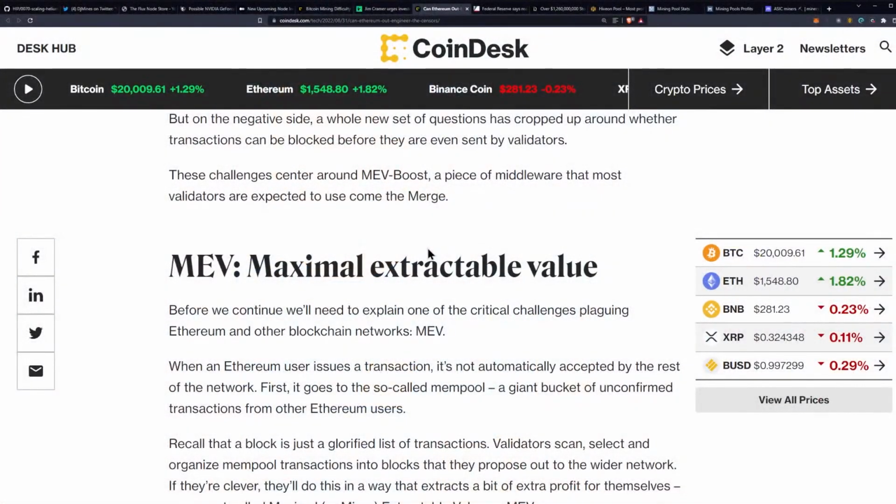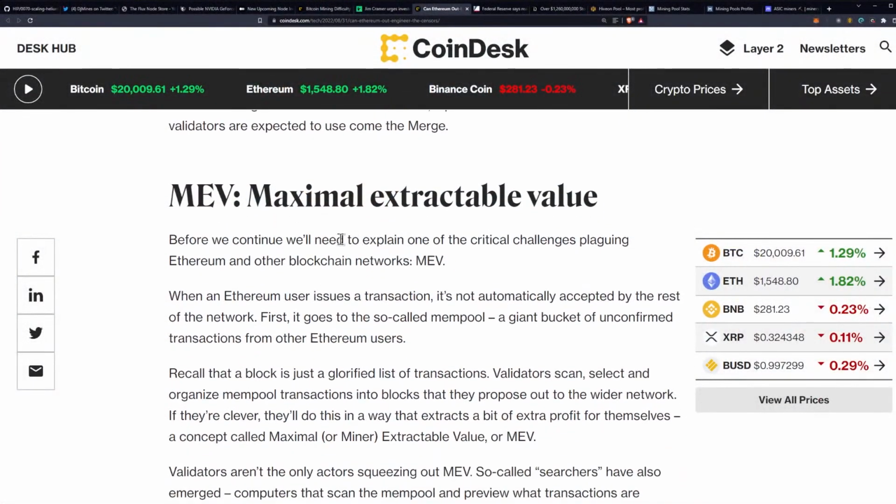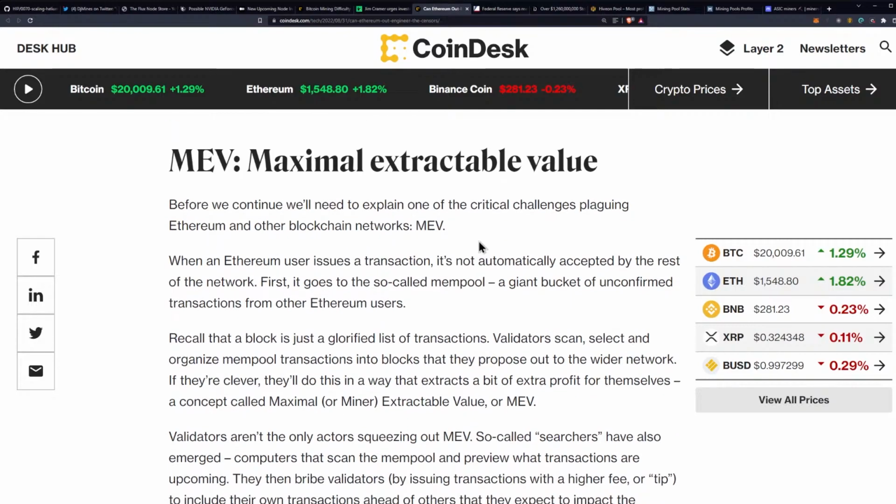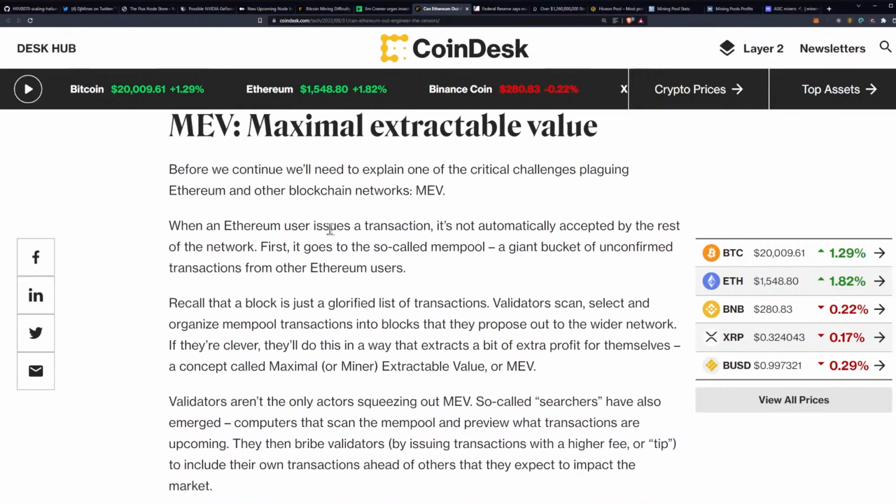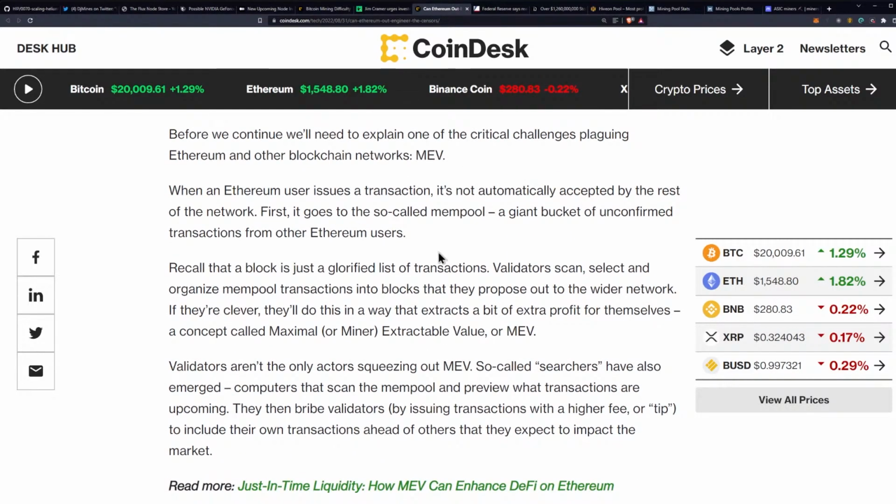But before we continue, we will need to explain one of the critical challenges plaguing Ethereum and other blockchain networks, MEV. When an Ethereum user issues a transaction, it's not automatically accepted by the rest of the network.